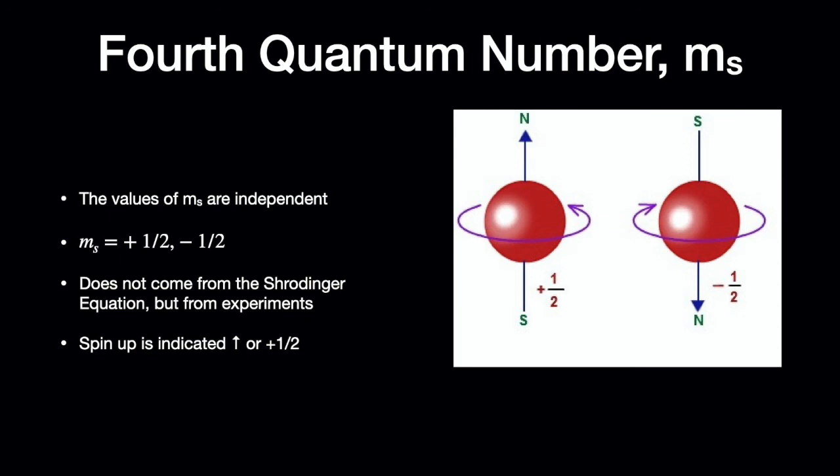Interestingly, this does not come from the Schrödinger equation, but rather from experiments. So we call it the fourth quantum number anyway, or at least I do. So that's the 4 quantum numbers. You've got n, l, m, and s.